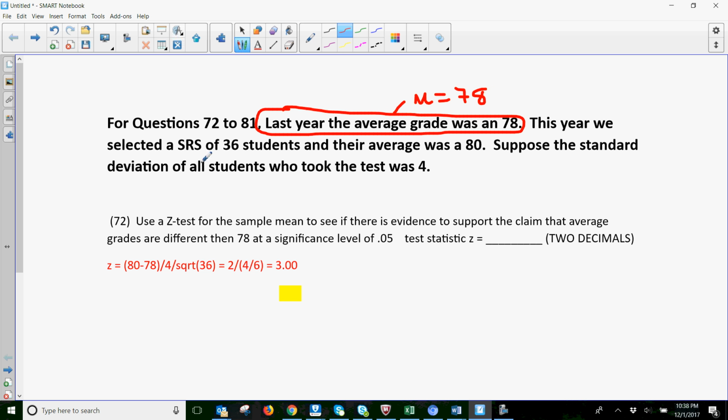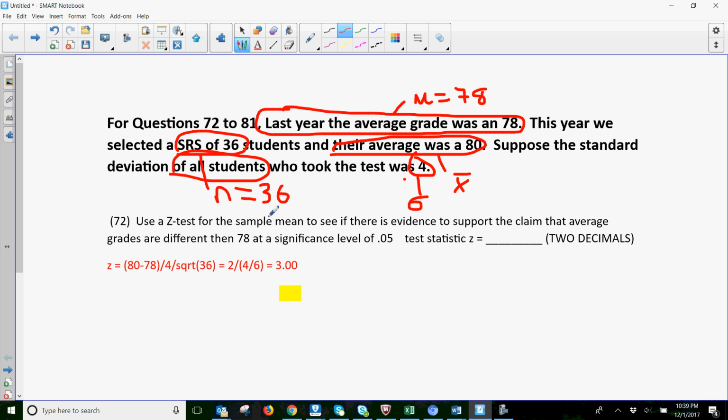And then we took a simple random sample of 36. All right, so that means that n equals 36. And their average was 80. So this right here is our x bar. Suppose the standard deviation of all students, which means this is sigma, was 4. Okay, so this is standard deviation.